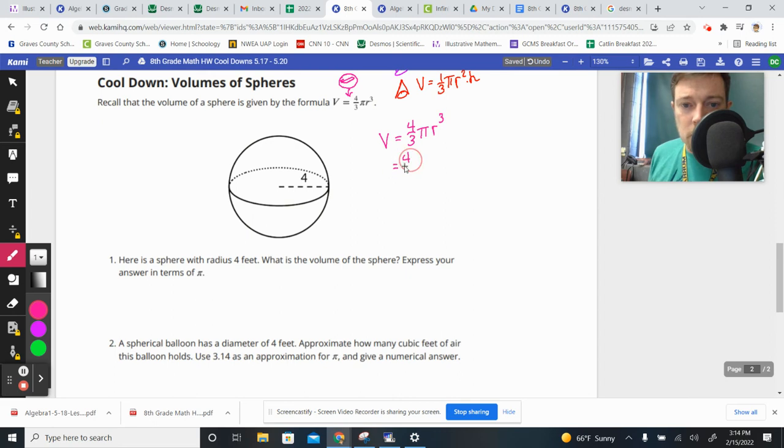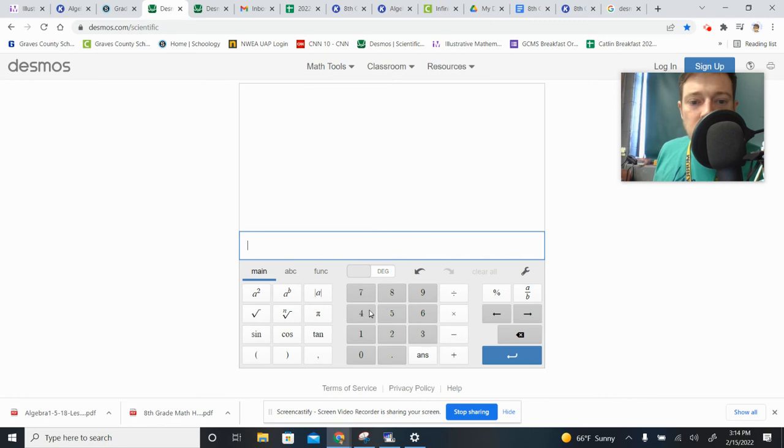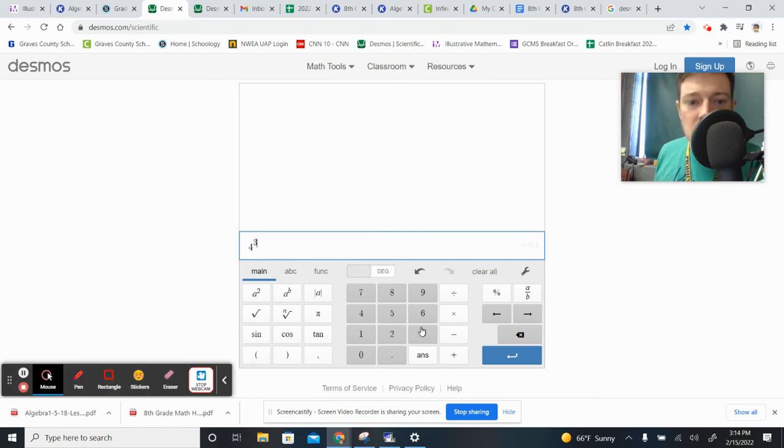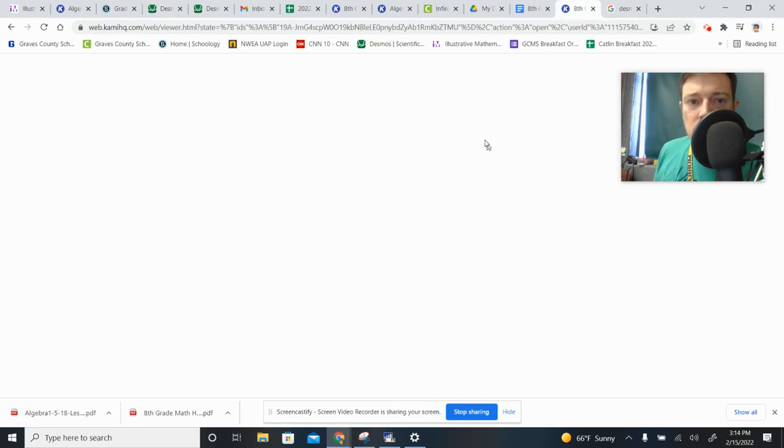So 4/3. Pi is going to stay put. The radius is 4, so I'm going to plug in 4 there, and we're going to take it to the third power. And then the rest of it's just following your order of operations. You definitely want to do your exponent before you multiply by 4/3. So you've got to do 4 times 4 times 4, which would be a nice thing to have your calculator for. 4 to the third power is the same as 64.